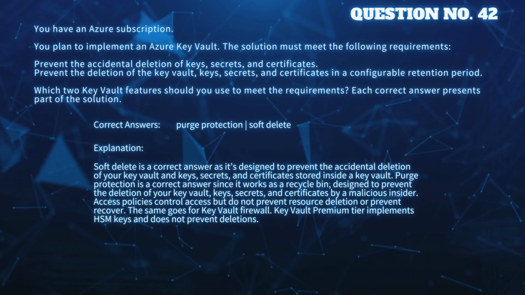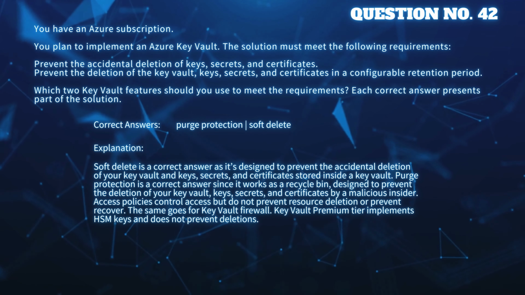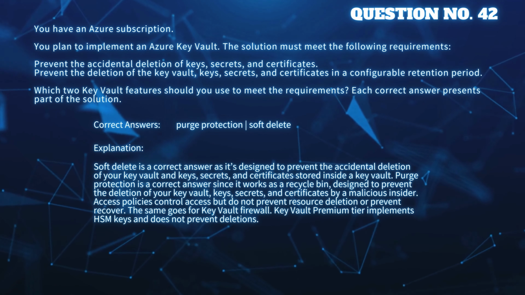Explanation: Soft Delete is a correct answer as it's designed to prevent the accidental deletion of your key vault and keys, secrets, and certificates stored inside a key vault. Purge Protection is a correct answer since it works as a recycle bin, designed to prevent the deletion of your key vault, keys, secrets, and certificates by a malicious insider.